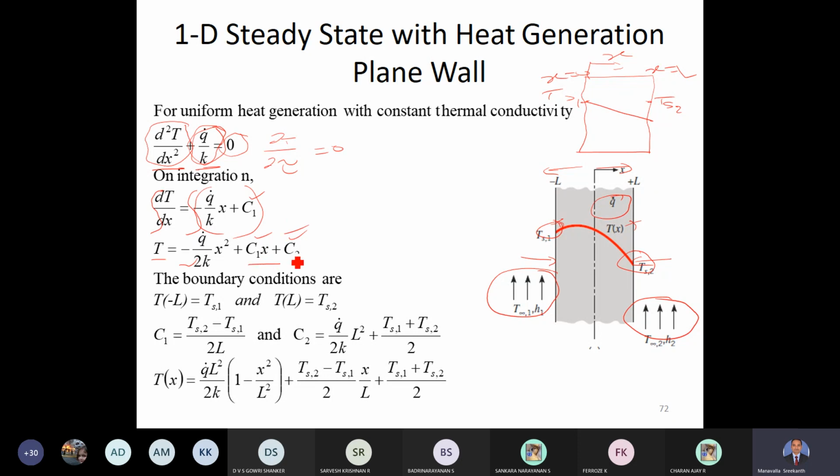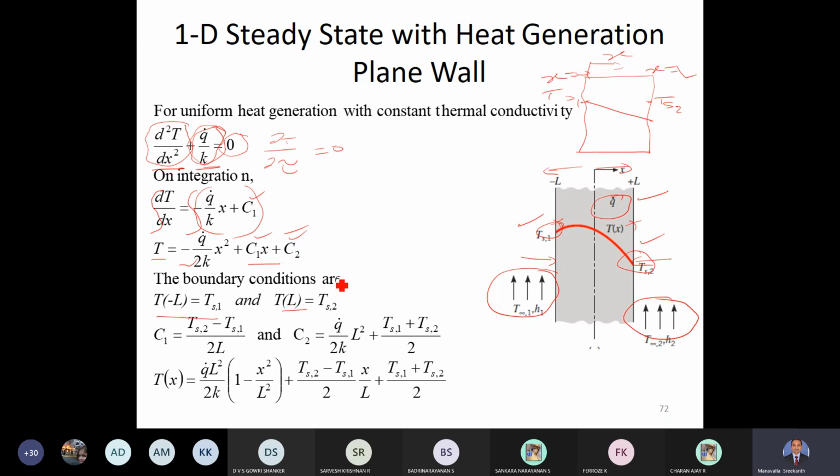So now we have two unknowns, c1 and c2. To evaluate these two unknowns, we will need two equations. So the two equations are like this. At x is equal to minus L, the temperature is Ts1, this one. And at x is equal to L, so on this side, L means plus L, the temperature is Ts2, this temperature. So these two conditions, if you substitute here, you will get two equations, and with those two equations, you will be able to get the values of C1 and C2.